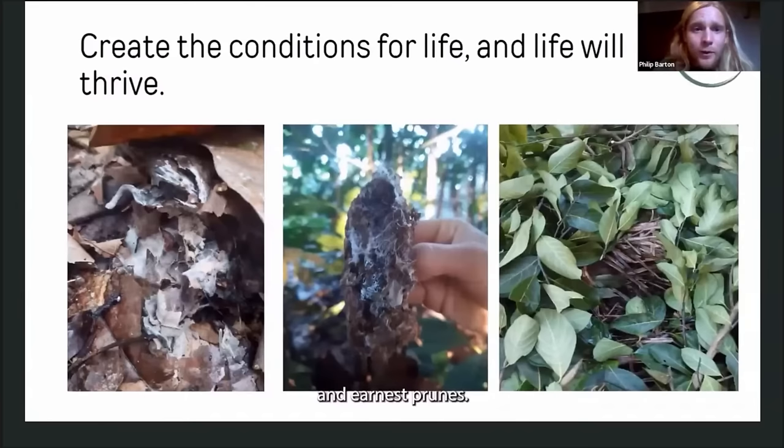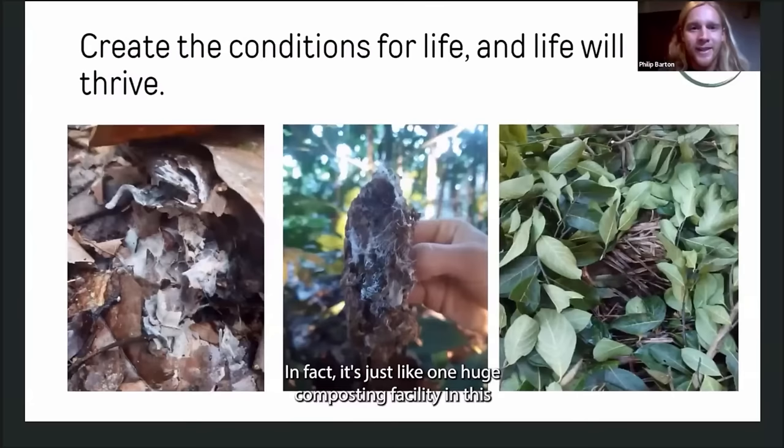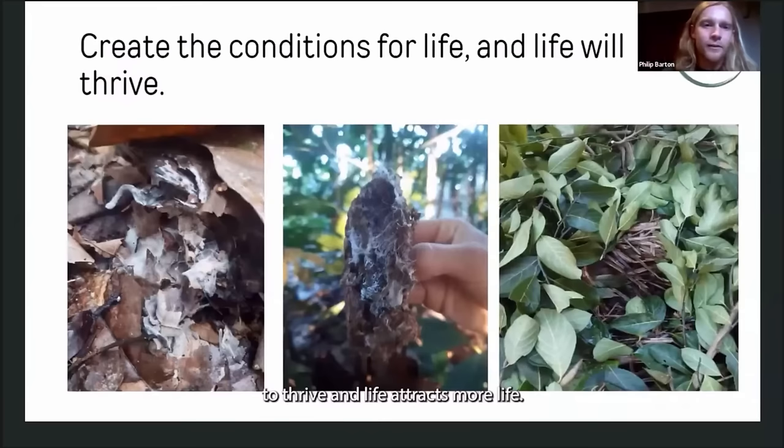In fact, it's just like one huge composting facility in this forest that Ernest manages. So really, creating all of these conditions that Ernest has talked about fosters life to thrive, and life attracts more life. And when we understand those principles, then we can design our farming system to facilitate that growth.